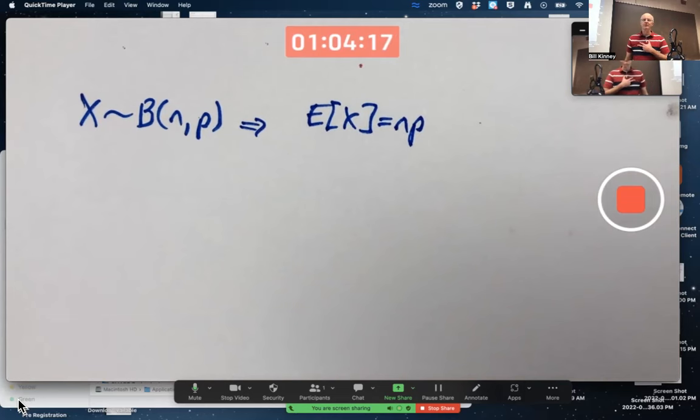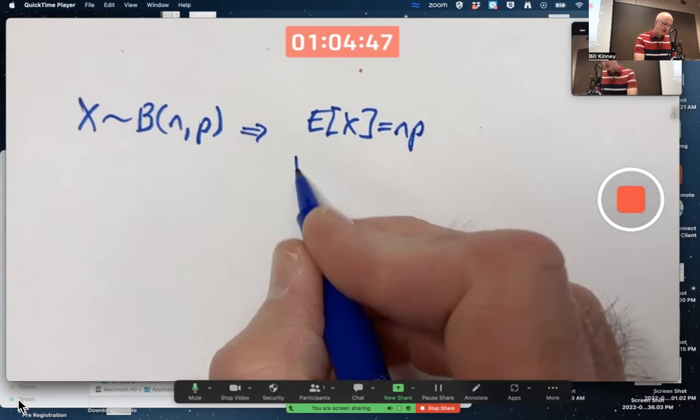If I'm a 40% free throw shooter, not so good, and I attempt 20 free throws, n is 20, p is 0.4. I would expect to make 20 times 0.4, 8 of them or so. Does that mean my probability of making 8 is pretty high, like bigger than 0.5? No. Though it probably is the highest probability.